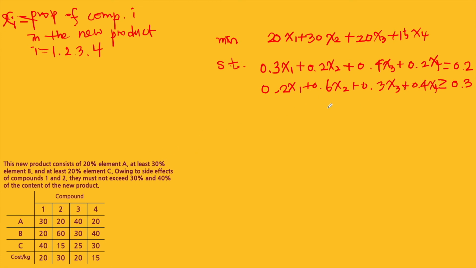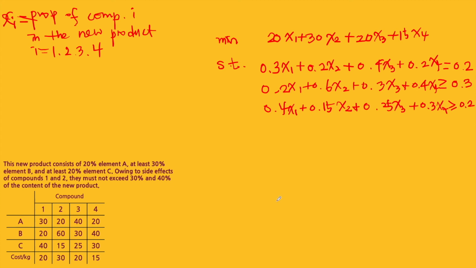And the next one is the proportion of element C. So you read this part, right? The third row of the table. 0.4 x1, 0.15 x2, 0.25 x3, and the last one is 0.3 x4. That is greater than or equal to 0.2. Okay?